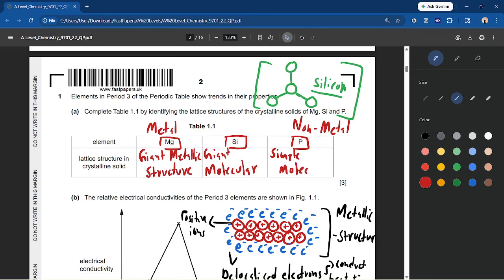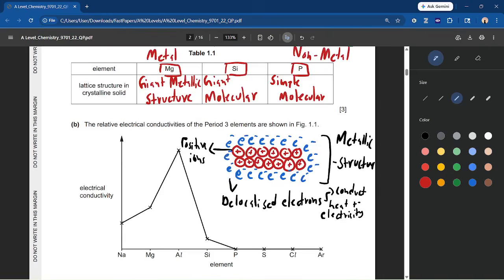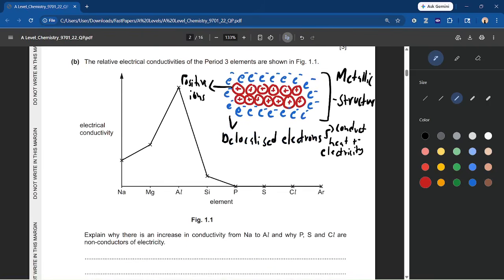And there you go. You've got 3 easy marks right over there. So let's move on to the next question. The relative electrical conductivities of the period 3 elements are shown in figure 1.1. So we've got a graph over here, and it's showing the electrical conductivity.